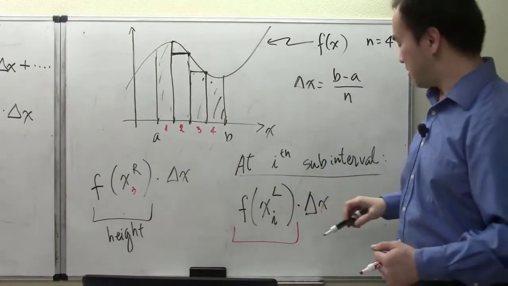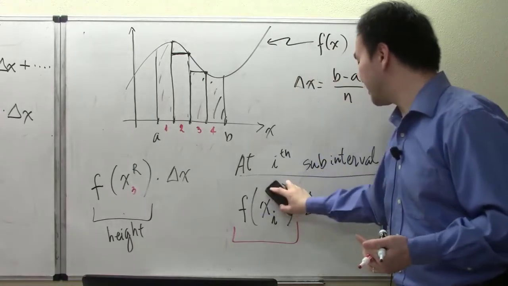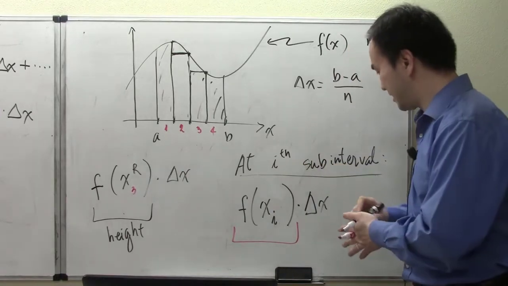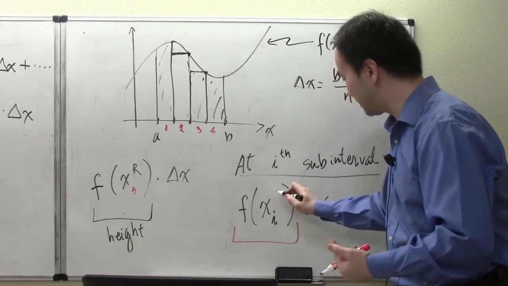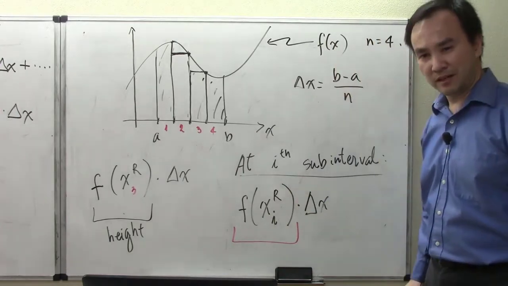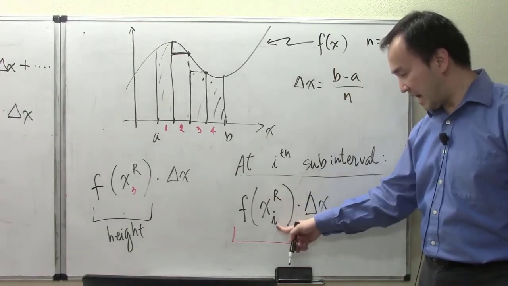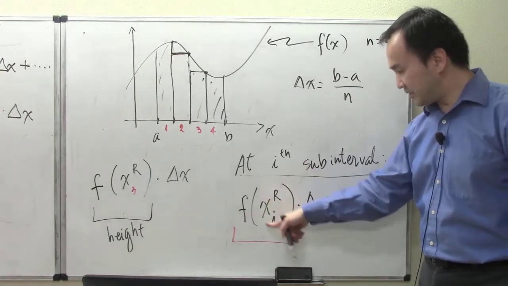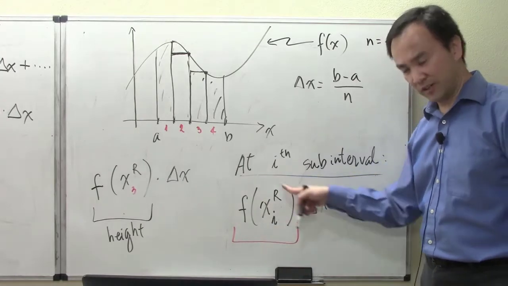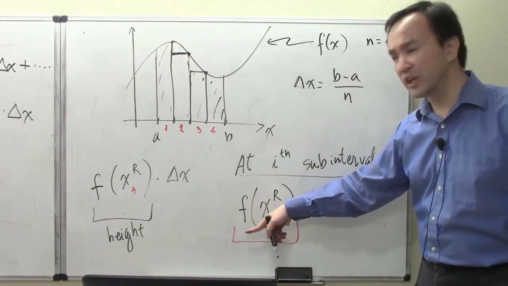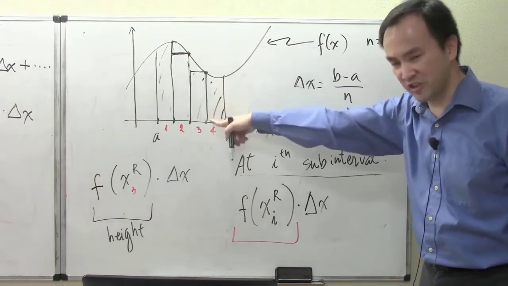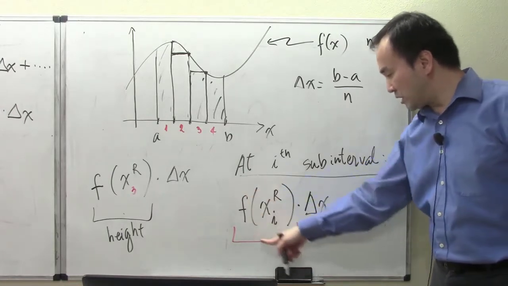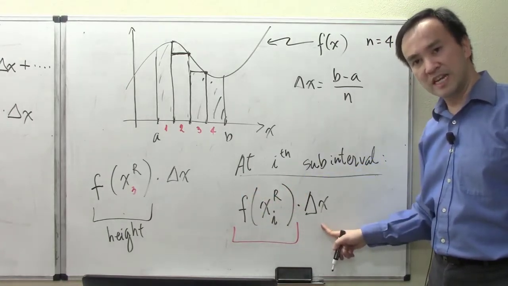In generality, at any ith subinterval, instead of picking the left endpoint, we pick the right endpoint, and substitute that into our function to get an output. That output, we usually visualize as the function's height at the point x sub i on the right endpoint. Then we multiply that output with the width delta x.